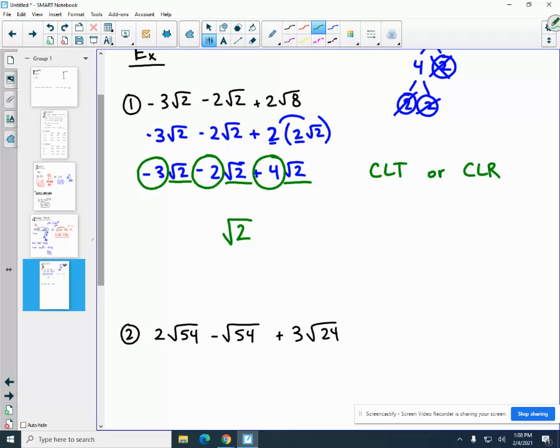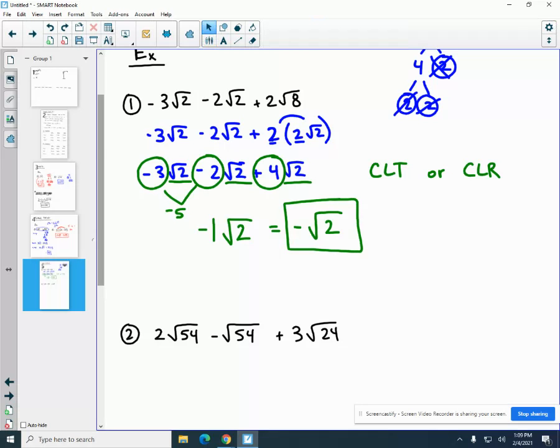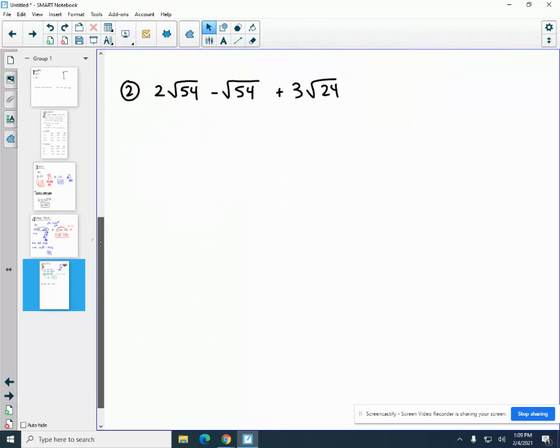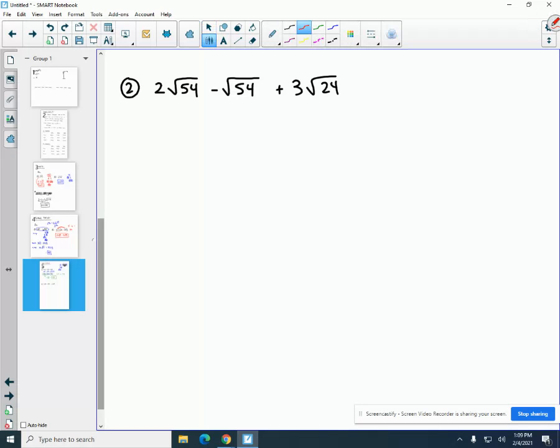So I've got a negative 3 minus a 2 plus 4. Negative 3 minus 2 is going to give us negative 5. Negative 5 plus 4 is going to give us negative 1. But remember, when that's a 1, we don't actually have to write that 1 out. So that would just be negative radical 2. Since all of those are radical 2, we can go ahead and combine all of those together.